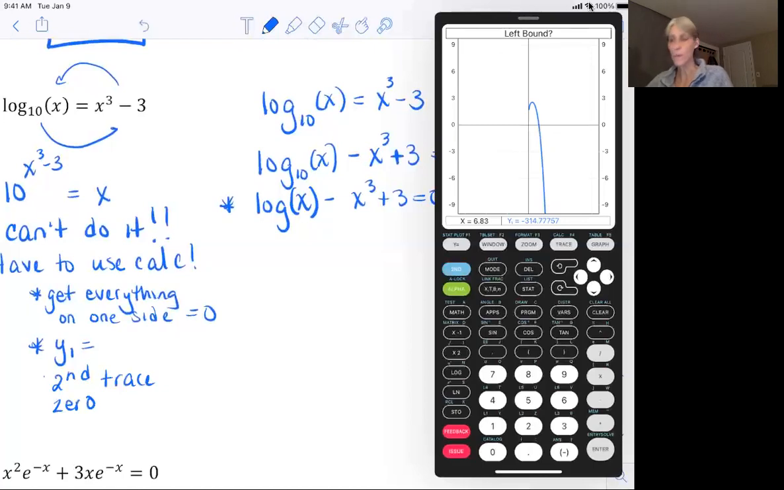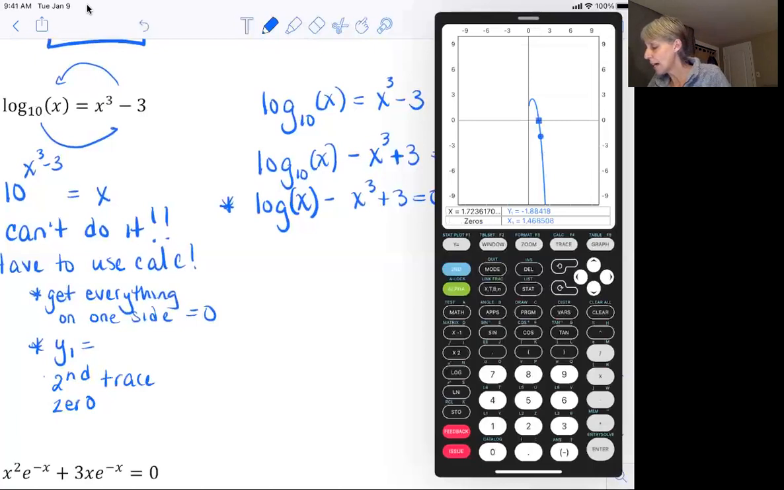And left bound, remember, this is where, oh, my picture's in the way for you. But the calculator up on top says left bound. So we're going to move, and I have to find my little cursor. I'll move to the left side of the x-intercept, and I hit enter. Then it says right bound. I move to the right side of the x-intercept, and I hit enter.